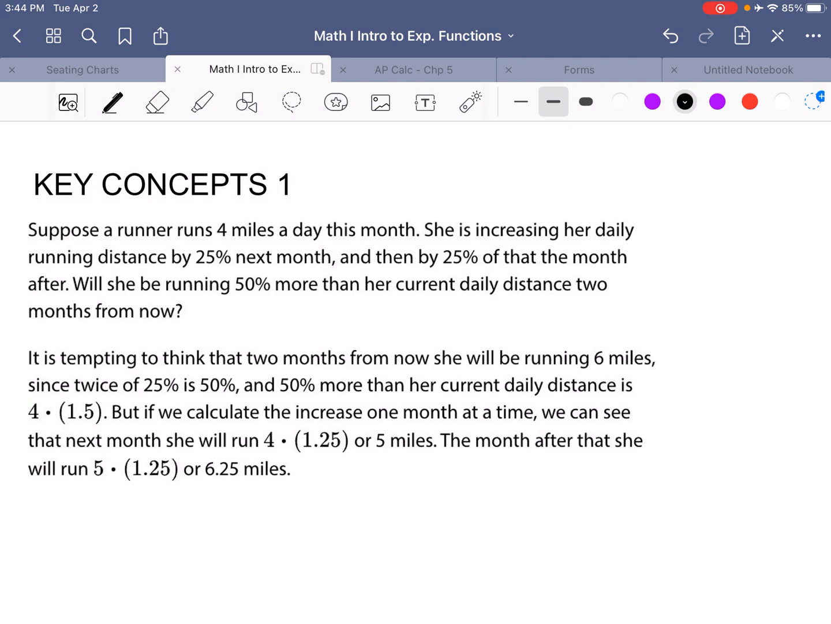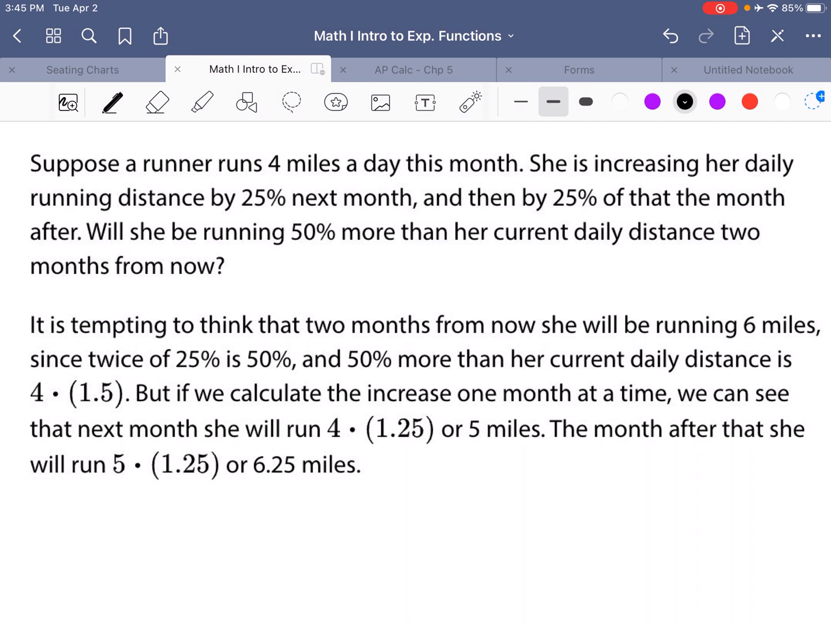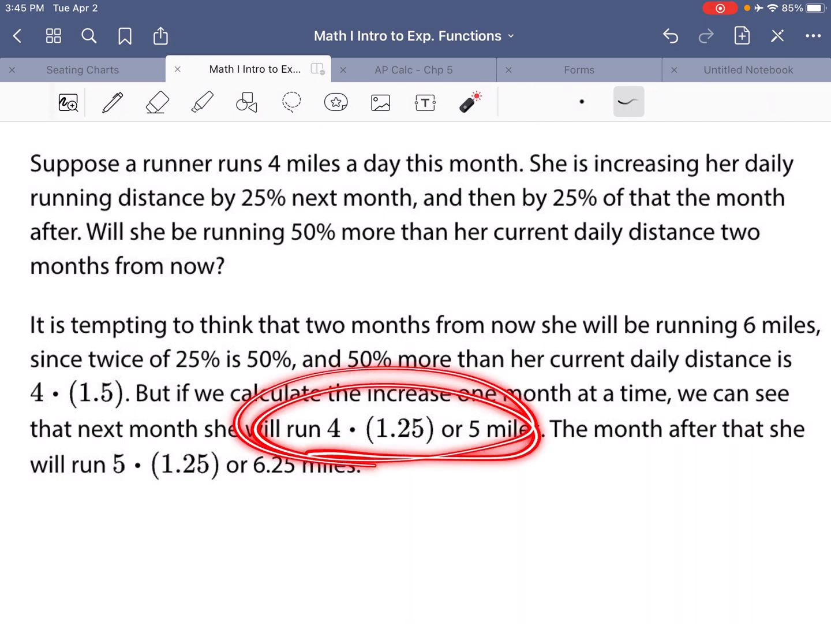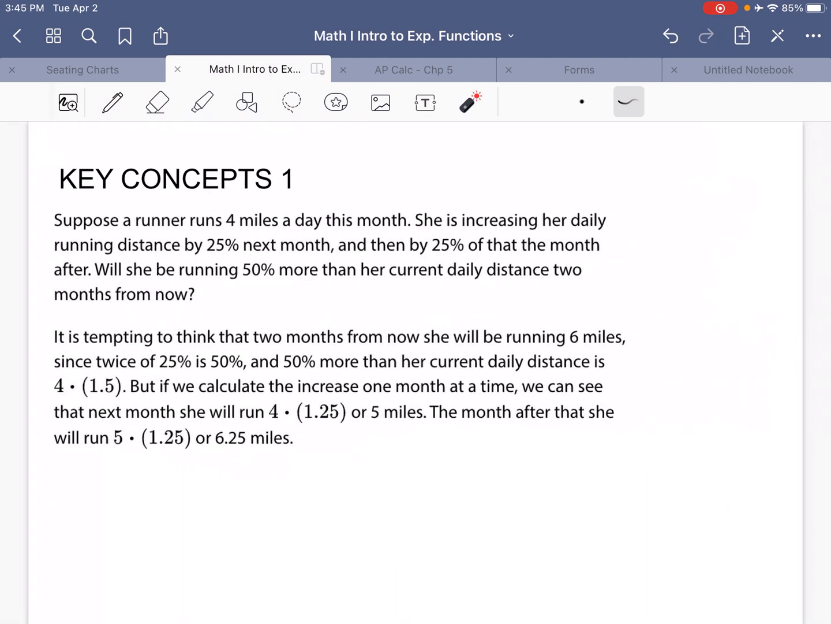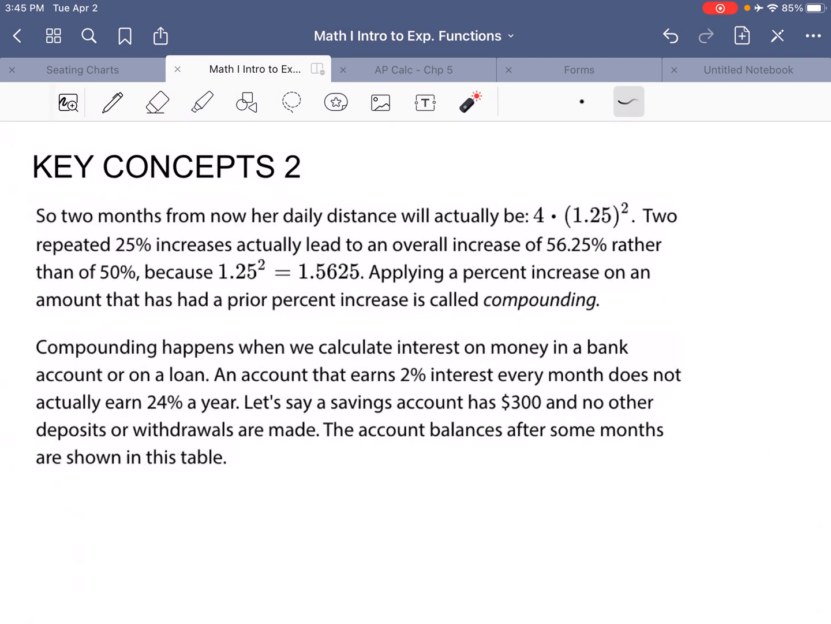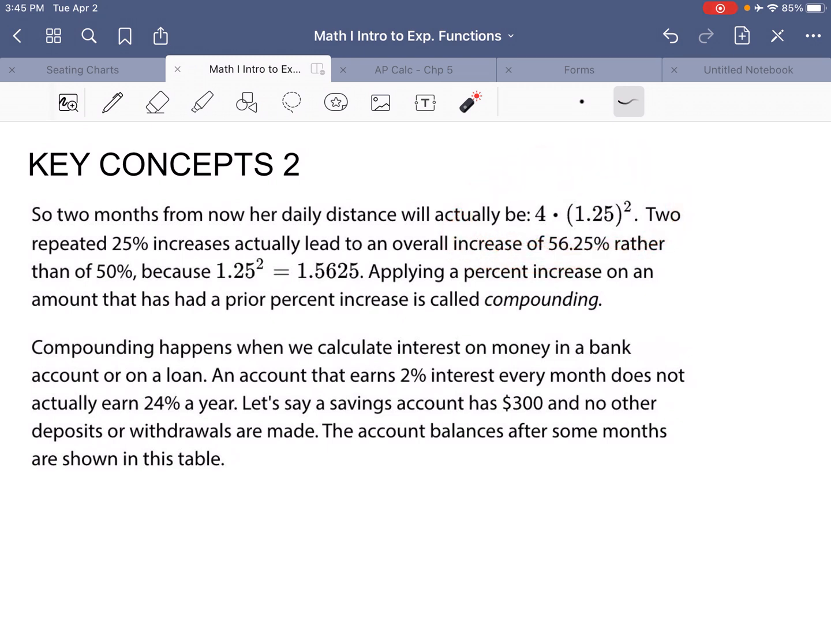The amount that she increases by the second month is going to be more than she increases by the first month, even though they're both 25%, because the second month is calculating off of a greater starting distance. So we can see that the next month would be 25% more, 4 times 1.25, or 5 miles. The month after that, we're going to take 5 times 1.25 again, and it's going to actually be 6.25 miles. Or we can think of it as 4 times 1.25 squared. So it actually leads to an overall increase of 56.25%.